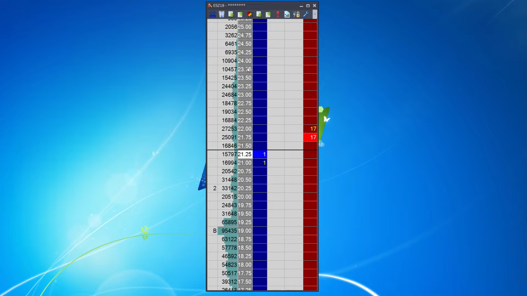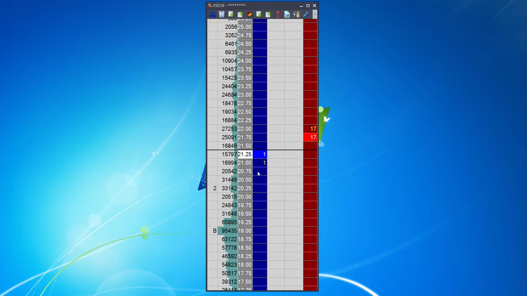Anyways, you should understand. I'll recap real quick. These are the prices. The gray boxes over here are the volume histogram of total contracts traded at whatever price. So, currently we're trading at 21.25. Only 15,797 contracts have traded here.